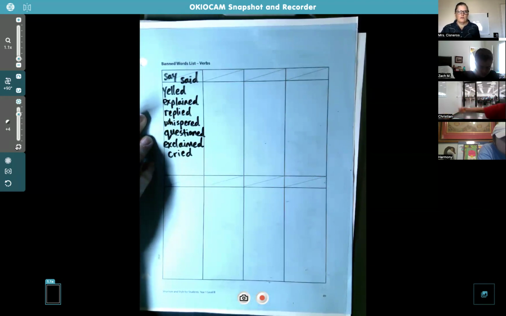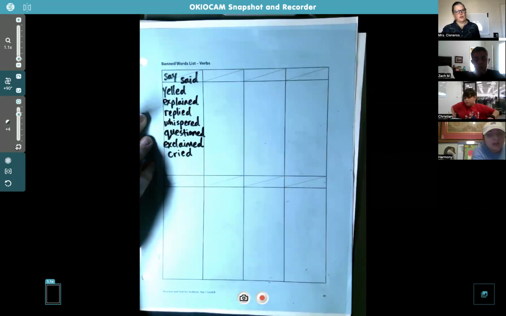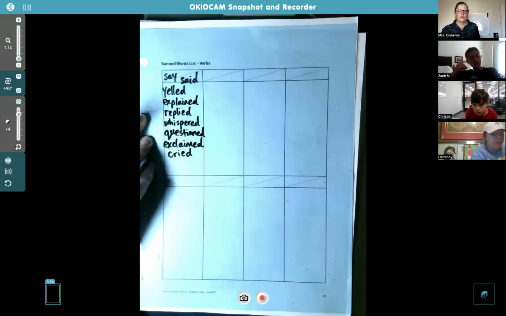And another way to look it up, if your parents are okay with you looking it up, you can go on Google and just say, what's another word for said? Check with them first, though, but you can get a list from Google too.